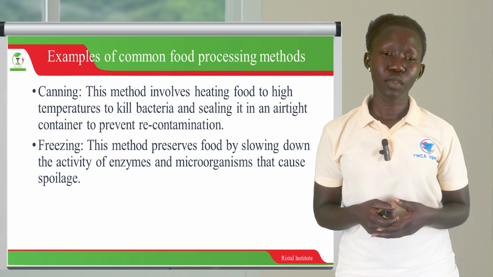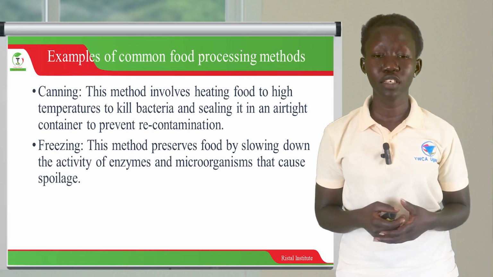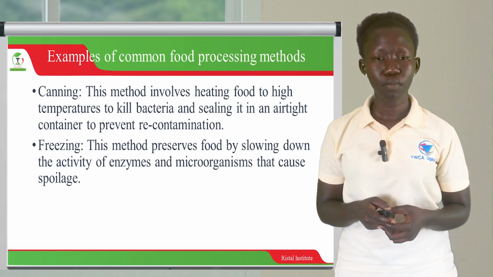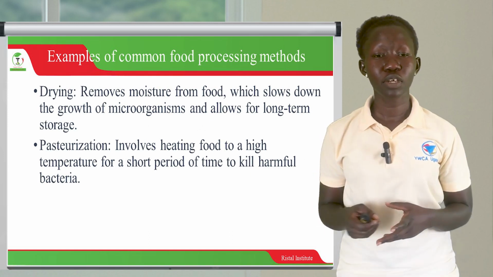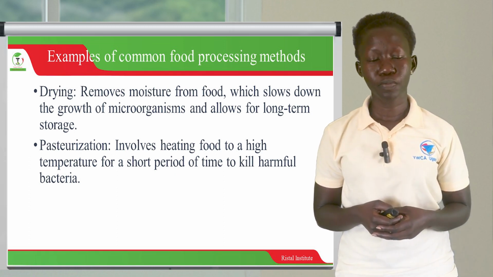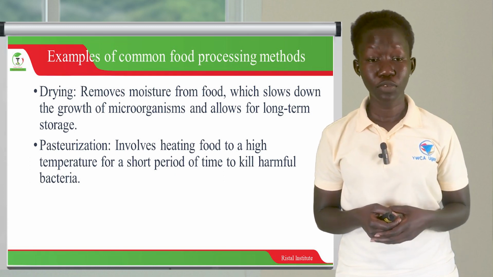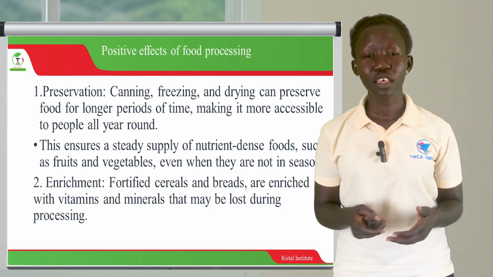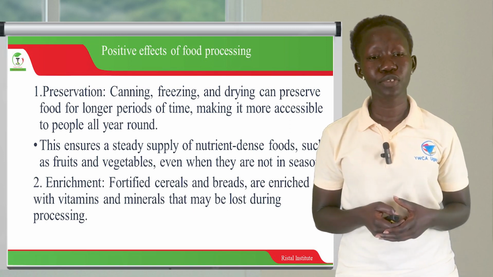Freezing is a method of food preservation that works by slowing down the activity of enzymes and microorganisms that cause spoilage. Drying basically removes moisture from food, and also this slows down the growth of microorganisms and allows for long-term storage. Pasteurization involves heating food to a high temperature for a short period of time to kill harmful bacteria. So what are the effects of food processing on various nutrients?